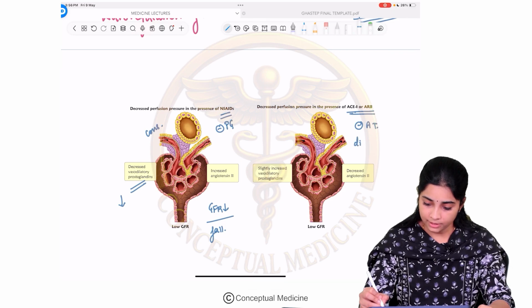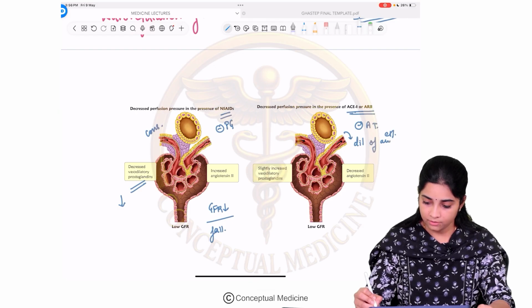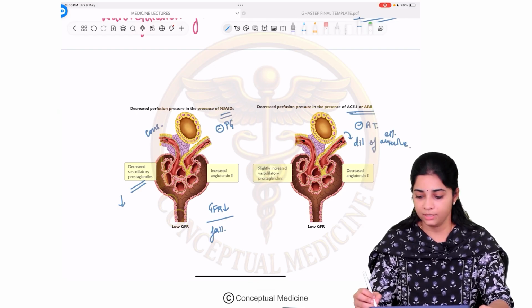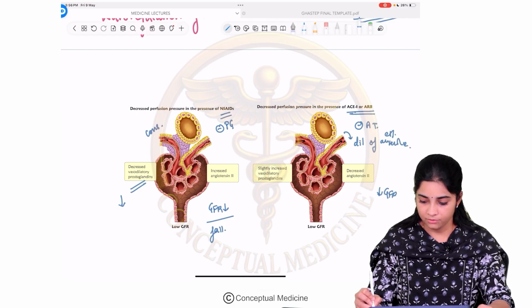If you give that, what happens? There will be dilatation of the efferent arteriole. There is dilatation of the efferent arteriole and hence the GFR begins to fall.